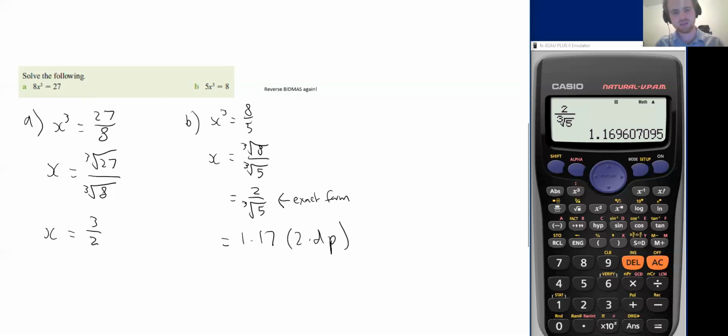So again, pay attention to the question. If it says leave an exact form, then leave the cube root there. If it says round to a certain number of decimal places, let's say it's 2 decimal places, you would do it as I did. If it's 3 decimal places, you would have to make sure there are more.